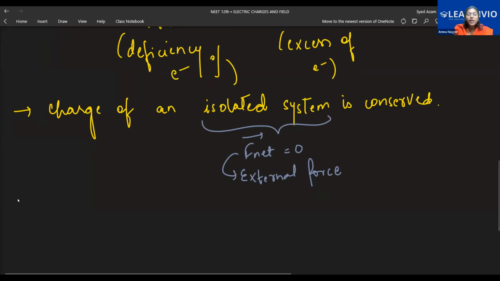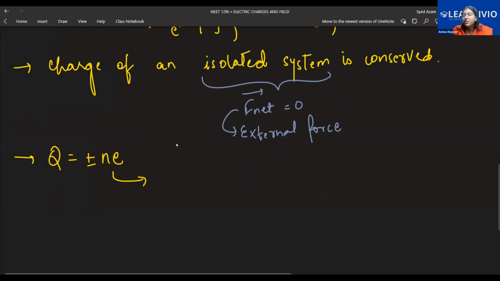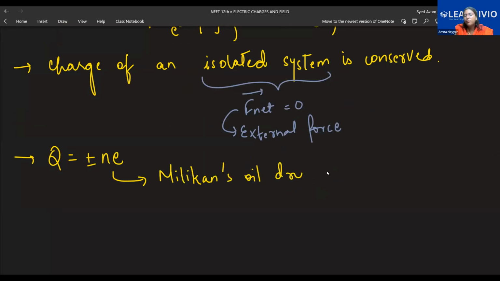Then you know that charge is quantized. So you have the equation Q is equal to plus minus ne. This equation is important. And one more thing, class, from where has this equation come? In most of the previous year questions of NEET and JEE, the question has not directly mentioned quantization. It is indicating it with the help of Millikan's oil drop method. This was actually discovered by Millikan's oil drop experiment, using an oil drop.